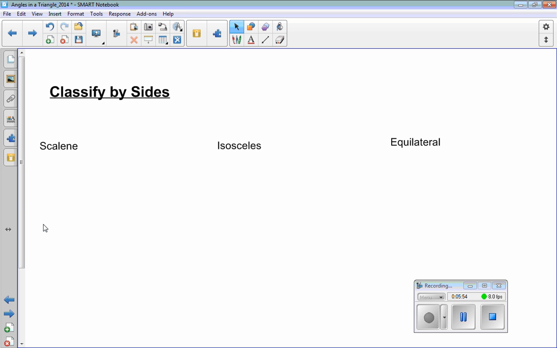Find the three that go with classify by sides. Tell me what they look like. We should probably define these. What's equilateral? All the sides equal. All the sides are congruent. Okay? What's an isosceles? Two sides equal, one not equal.